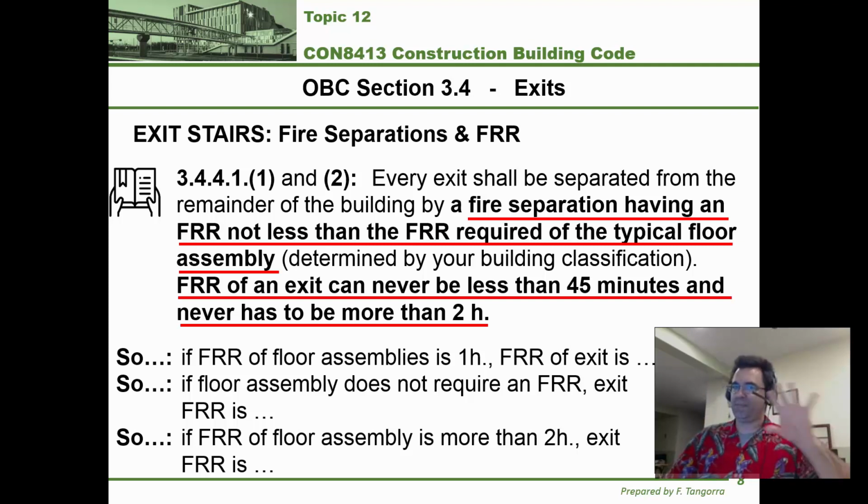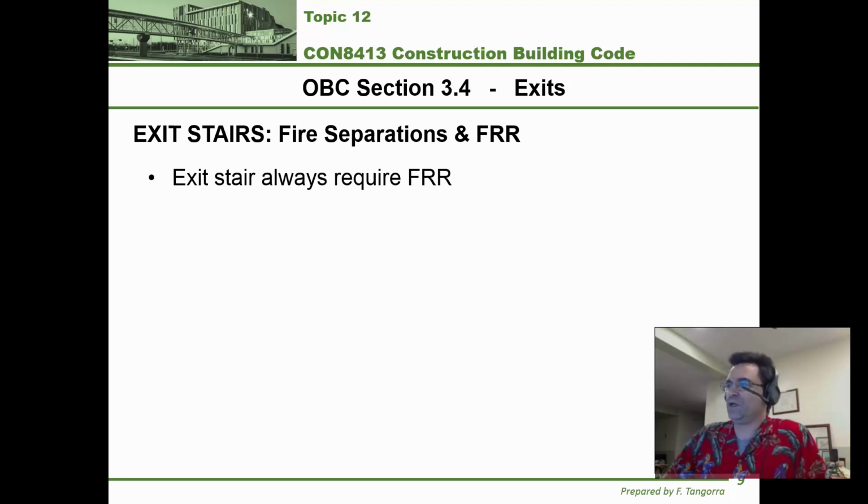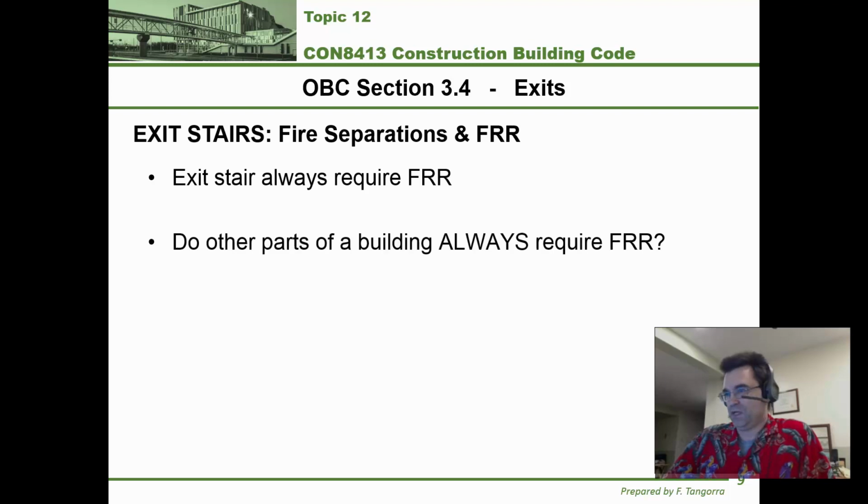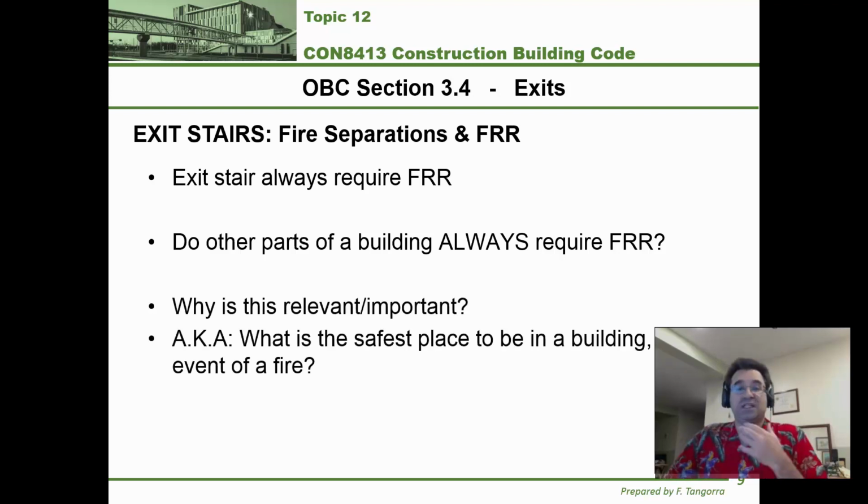Now let's look at the big picture implication of this. Okay? These two sentences basically say the exit stairs always must have a fire resistance rating. Always. No exceptions. Also, have we come across yet any part of a Part 3 building that must always have a fire resistance rating? I don't think so. Or maybe we have. Think about it. And why is it this important?